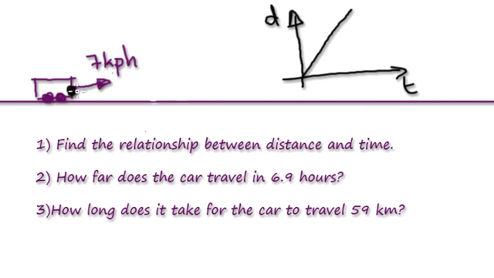Right at the beginning of time, when t equals 0, after 1 hour you would have done 7 kilometers. So after 1 hour, this bit here will be 7. Then after another hour, you would have covered another 7 kilometers, so this will be 14. And after another hour, you would have done 21 kilometers.